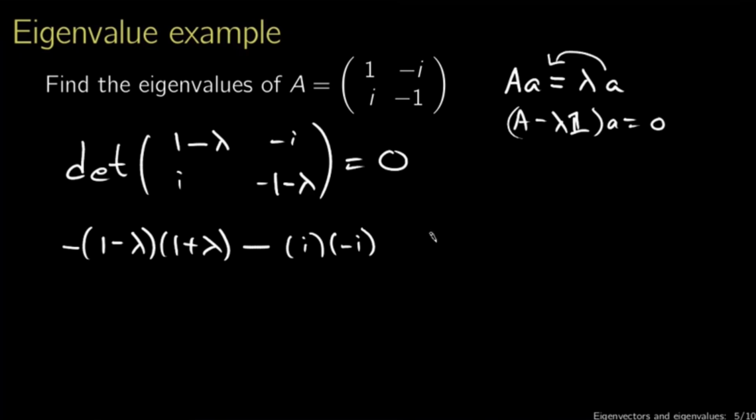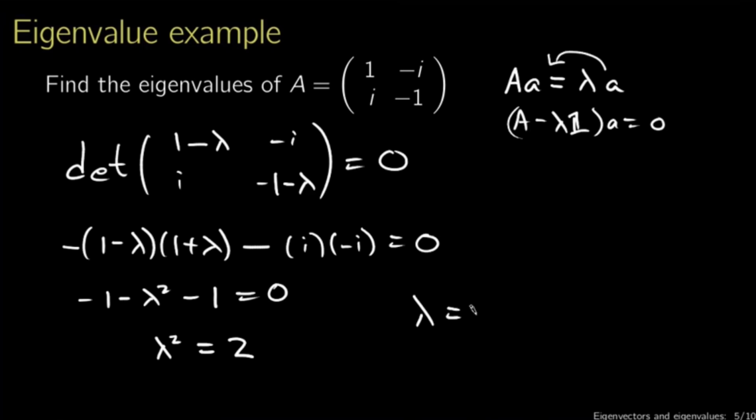And that's all going to be equal to 0. If you expand this out, you end up with minus 1 minus lambda squared from these two terms, minus 1 from this, equals 0. So the actual equation you have to solve in this case is pretty easy. Lambda squared equals 2. What that means is that our eigenvalues, lambda, are equal to plus or minus the square root of 2. So we have two eigenvalues, plus and minus the square root of 2. So we found our eigenvalues.